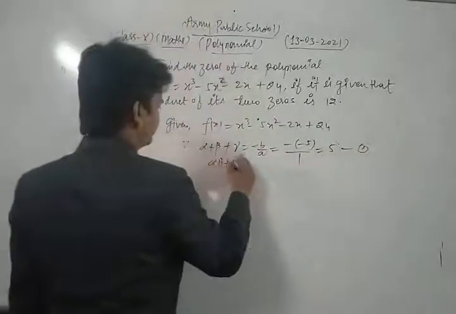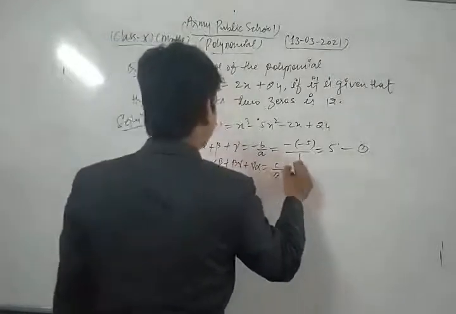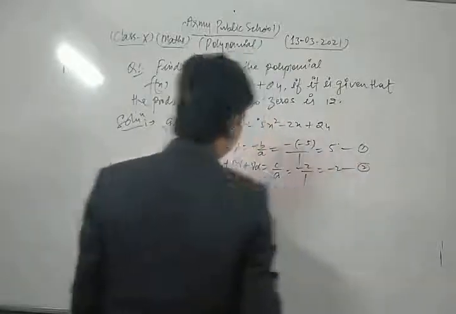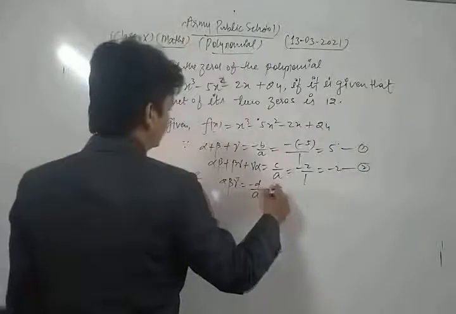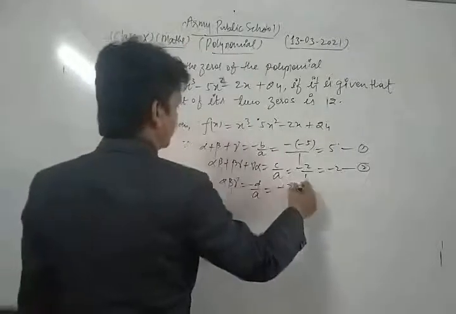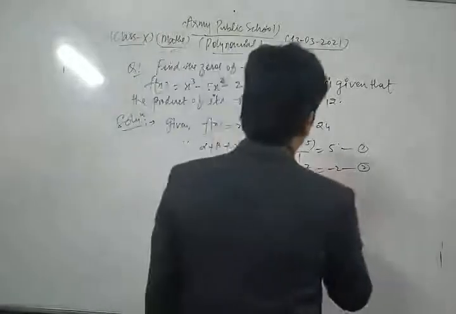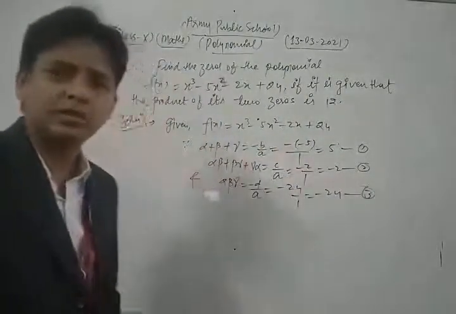Alpha beta plus beta gamma plus gamma alpha is c by a. That is, c is minus 2, upon a, which is 1, so minus 2. Take equation number 2. And alpha into beta into gamma is minus d upon a. That is minus 24 upon a, so minus 24. Equation number 3. So in this way we form three equations.